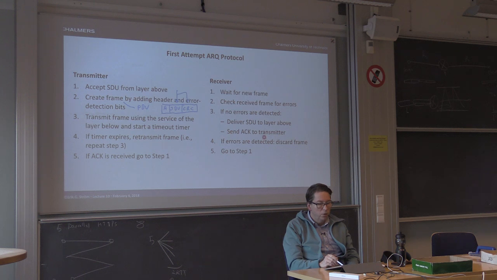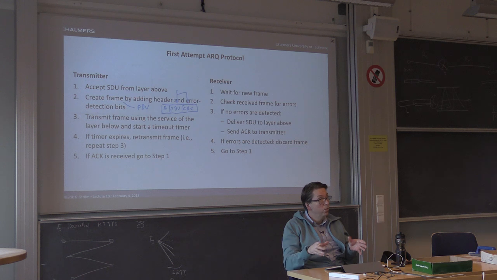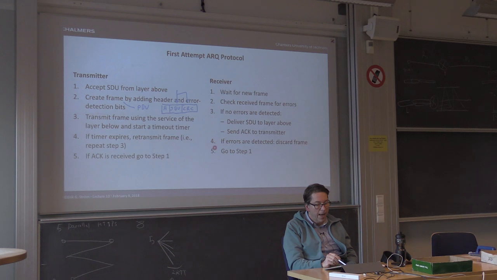And then I also send an acknowledgement back to my friend, the transmitter, which is on the other side of the network. So I inform the transmitter that I received the frame, which is error-free, and I have delivered that up to the layer above me. Okay, now if the frame here has errors in it, what do I do?